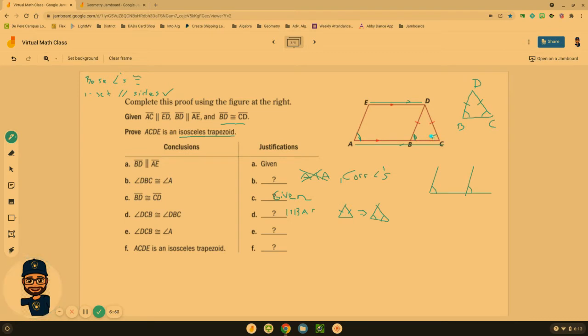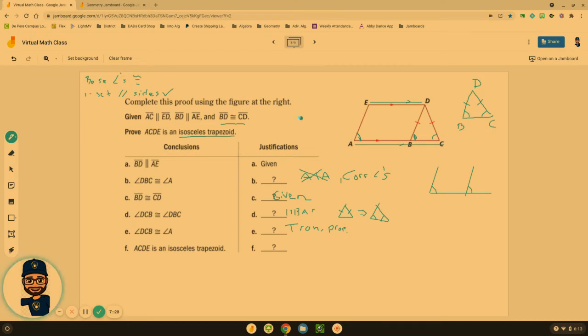But wait a minute. We said that this B was the same as A, and this B is the same as C. So they have something in common. And when they have something in common, I can tie them together. I can say D to C to B, which is this part, is the same as A because they have something in common. And when they have that piece in common, I can now say because of the transitive property they have that angle DBC in common.